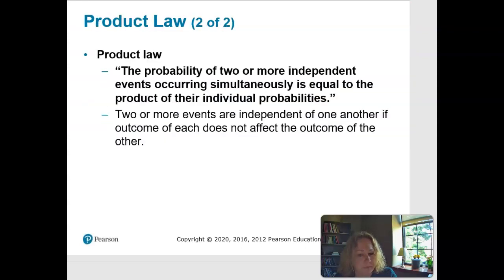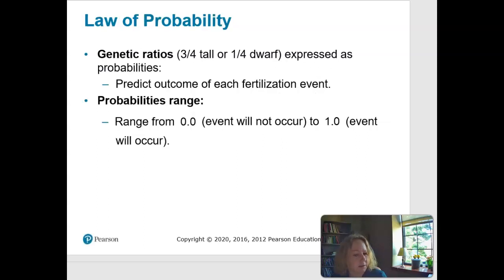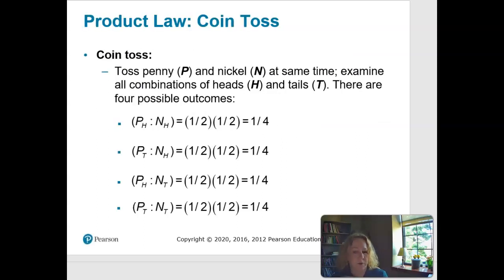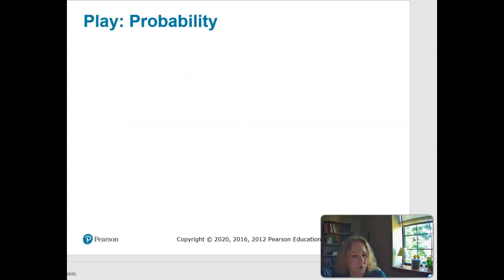Got a little carried away there. The probability of 2 or more independent events occurring simultaneously is equal to the product of their individual probabilities. Okay, so again, coin toss, 50-50 every time. Heads, tails, heads, tails. You do it twice, you have a 1/4 chance. This is exactly what we're doing when it comes to crosses.